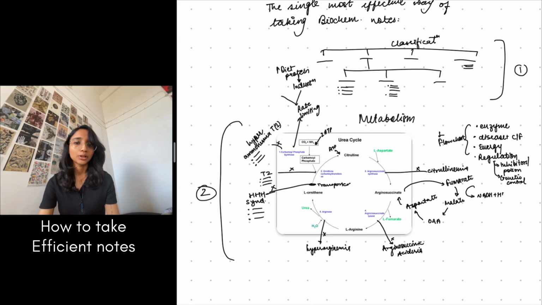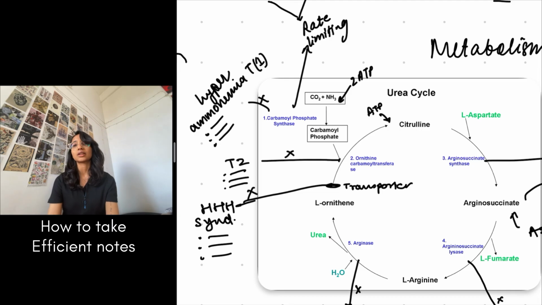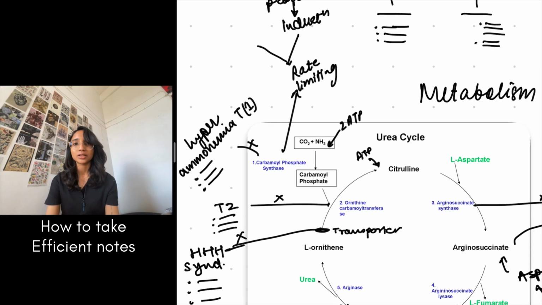So in this example, I'll show you. There is this step in which this first enzyme is the rate limiting enzyme, and it is controlled by high protein diet, which causes induction, which causes this enzyme to be formed. Then there are 2 ATP being used. But if this enzyme is absent or defective or in less quantity, you will have what? You will have hyperammonemia type 1. Now, in the cycle itself, you will add a few bullet points, keywords of how you will know if your question is asking you to diagnose hyperammonemia type 1. You write it in very short.